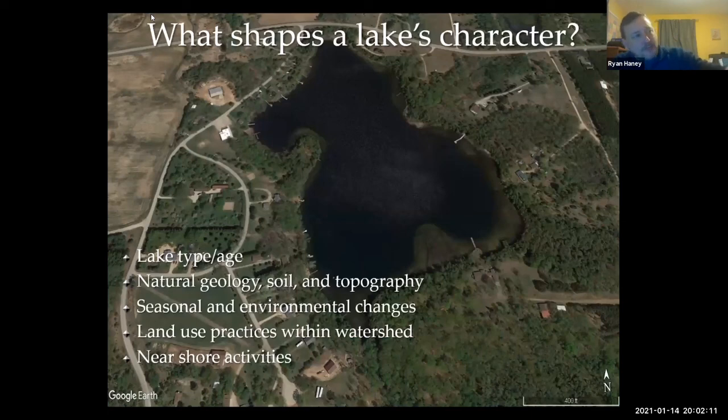So what shapes a lake's character? As I talked about, the age of the lake. I talked a little bit about lake type. Yours is a drainage lake, so most of the water is coming in a stream and leaving via a stream. Other types of lakes are seepage lakes, where it's receiving most of its water through groundwater. Wescott is also receiving a considerable amount of water through groundwater as well. So from both of those mechanisms.